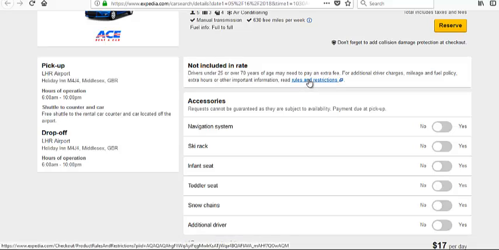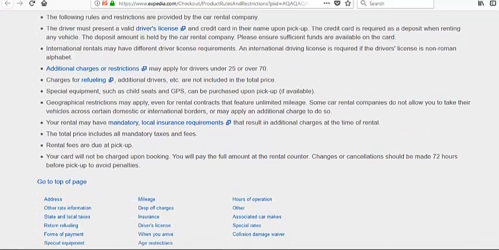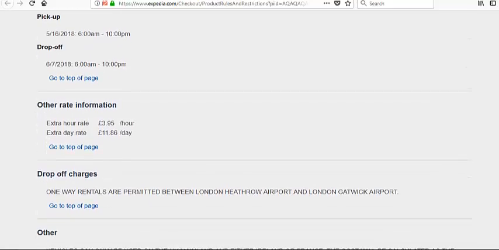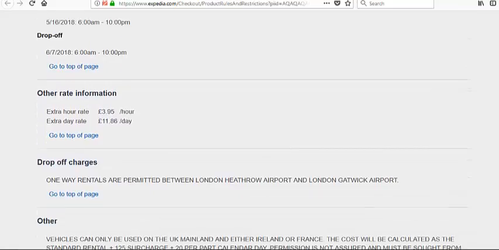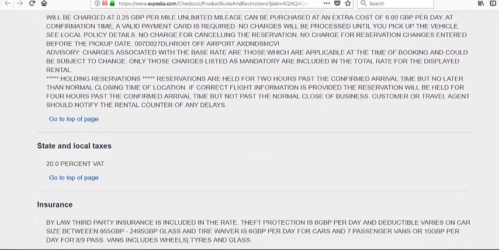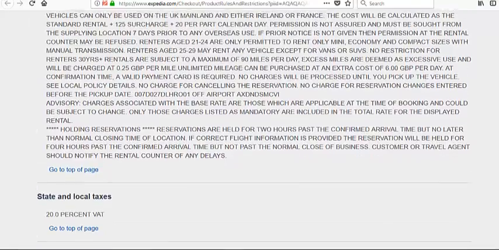Let's read the rules and restrictions. Let's see what that says. Rules and restrictions. Mileage. Oh, here we go. Insurance. Okay, so we'll come back to that.